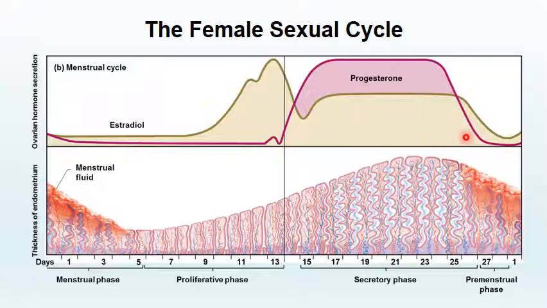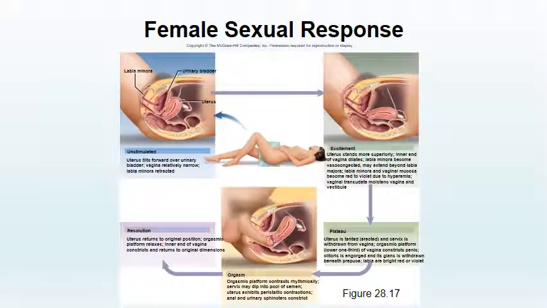Now, if there is a pregnancy, the progesterone level is going to stay very high because the corpus luteum sticks around, and then the embryo and placenta start taking over that progesterone production, and so that will stay high throughout the pregnancy, which is why the premenstrual phase never begins.